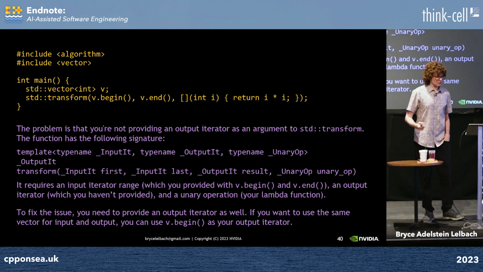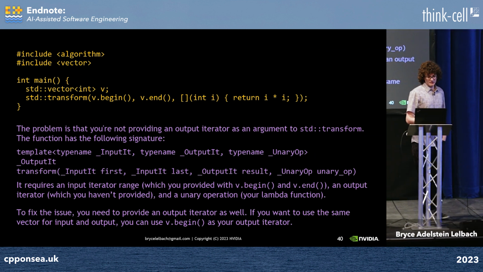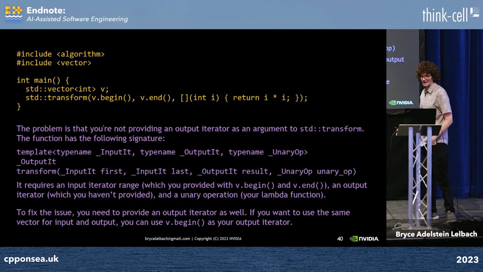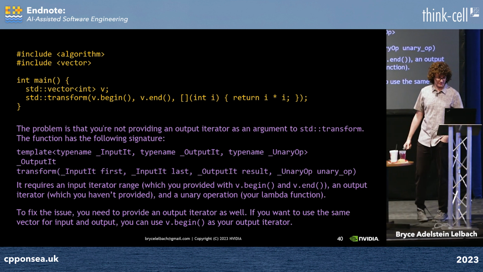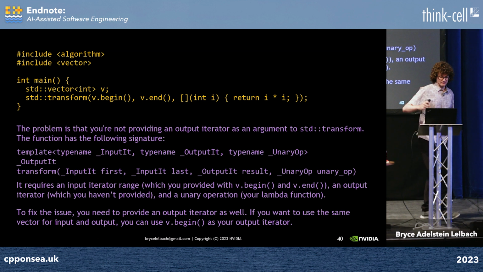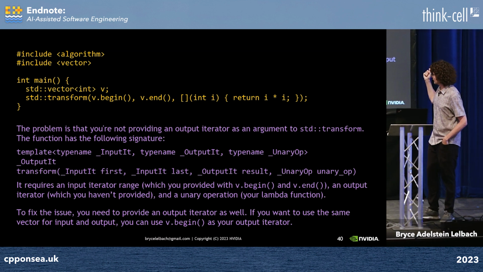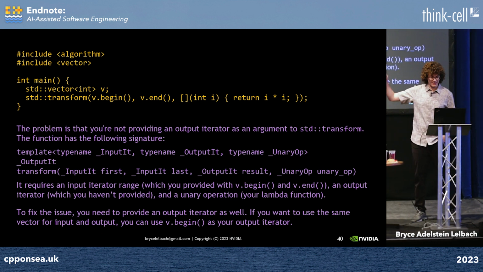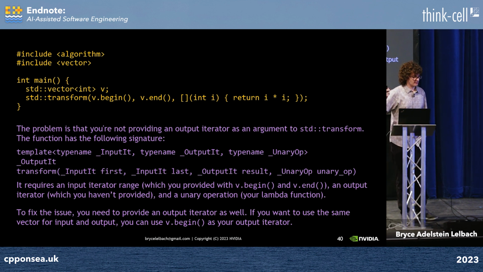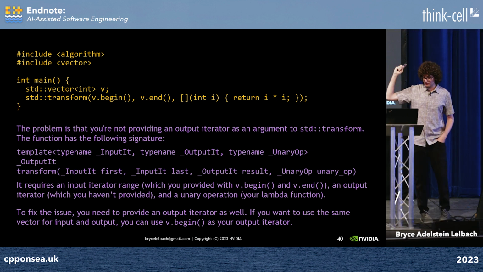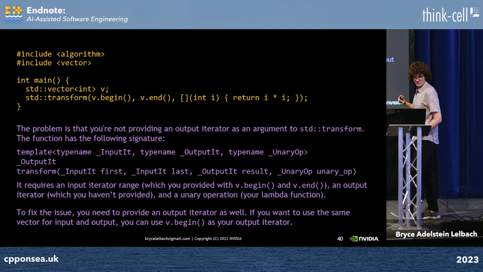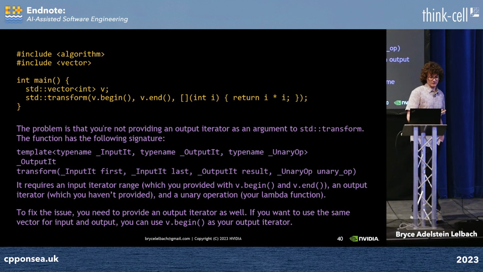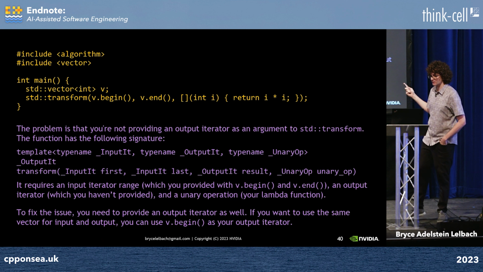So what was wrong with the code in our example? I'm going to let the tool explain. So here's the code at the top, and it says the problem is that you're not providing an output iterator as an argument to std::transform. And it says the function has the following signature, and that's the signature of transform that we saw before. And it says it requires an input iterator range, which we provided with v.begin and v.end, and an output iterator, which we haven't provided, and a unary operation, which is our lambda function. To fix the issue, you need to provide an output iterator as well. If you want to use the same vector for input and output, you can use v.begin as your output iterator.